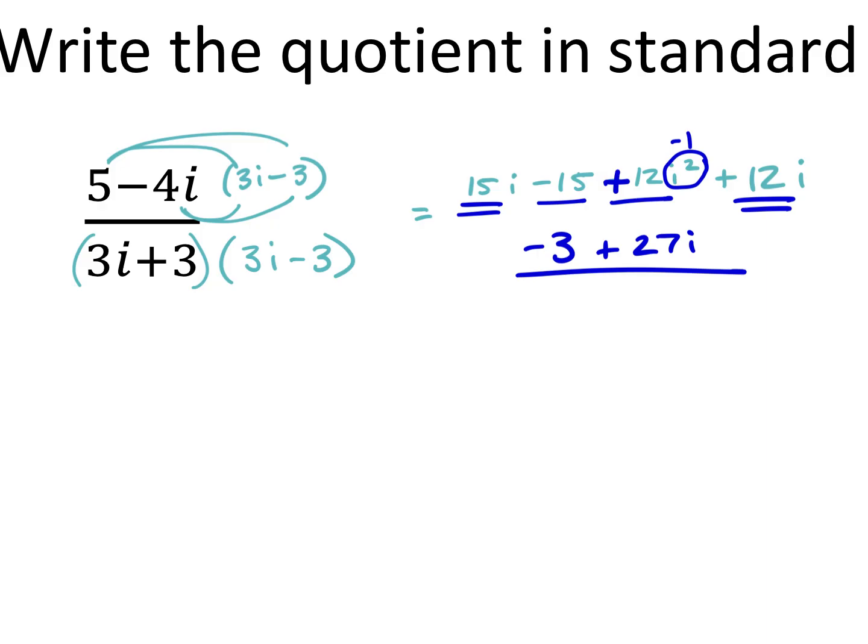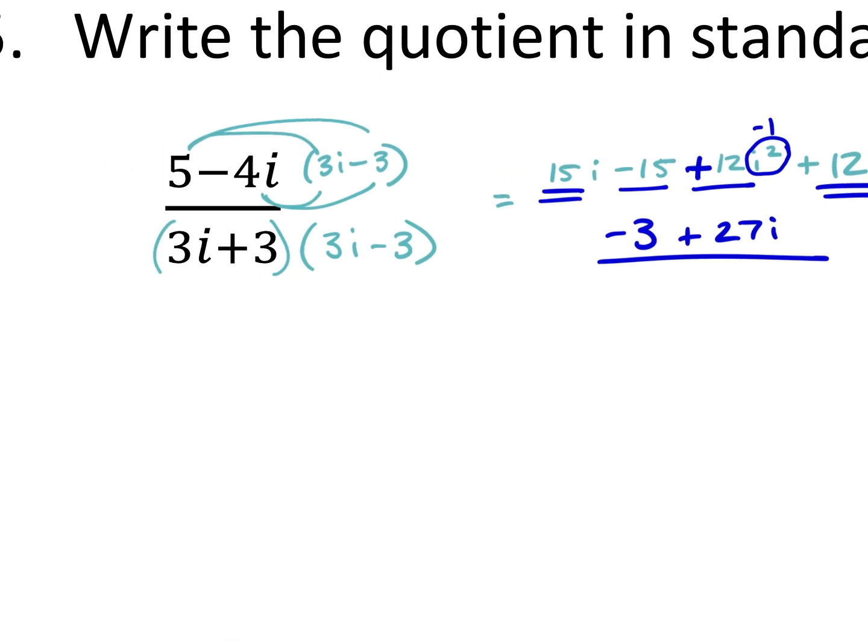Let's do the same thing for the denominator. You could either FOIL it out or use your conjugate shortcut. Our conjugate shortcut is a squared minus b squared. So if you're multiplying conjugates together, you can use your shortcut. So that would be 3i squared minus 3 squared. 3i squared would be 9i squared minus 9. What does i squared change to? Negative 1, so that would make this a negative 9. Negative 9 minus 9 is negative 18.